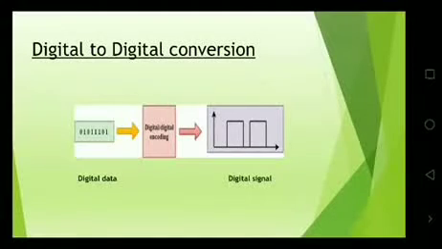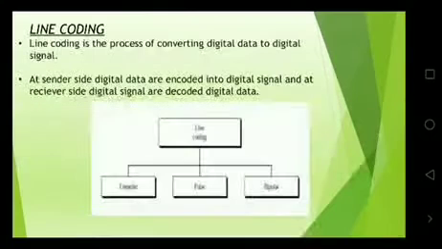Here is a figure of digital data which is encoded into a digital signal. You can see the digital data, 0 and 1 bit patterns, is encoded and you get it in the form of voltage pulse signals, that is, digital signals.